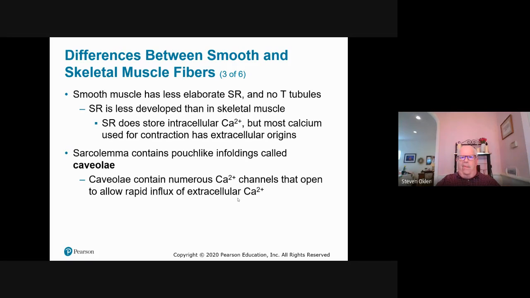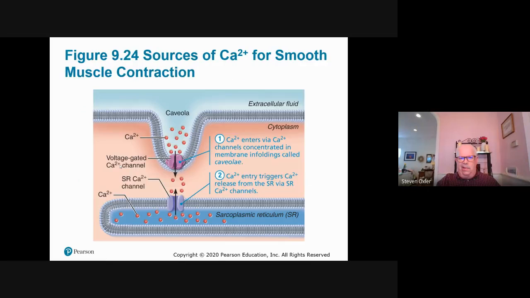Remember, there are no T tubules in smooth muscle. So the calcium that is needed comes from the outside of the cell. And it's because of the infoldings called caveoli that open to allow calcium to come in. Okay, so here is the caveoli. It allows calcium to come into the cell, and when calcium comes into the cell, the sarcoplasmic reticulum uses it for a contraction. No T tubules in smooth muscle.